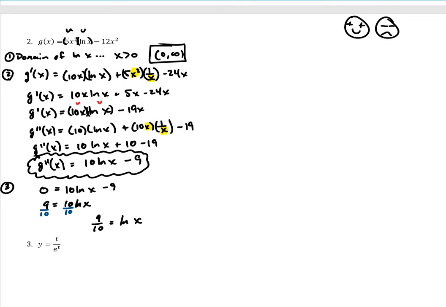And then to solve for x, once we have just the natural log of x by itself, is where we use e. And so we have e to the 9/10, these just kind of cancel and you're left with x. So we have e to the 9/10 is x. Okay, so that is our critical number.